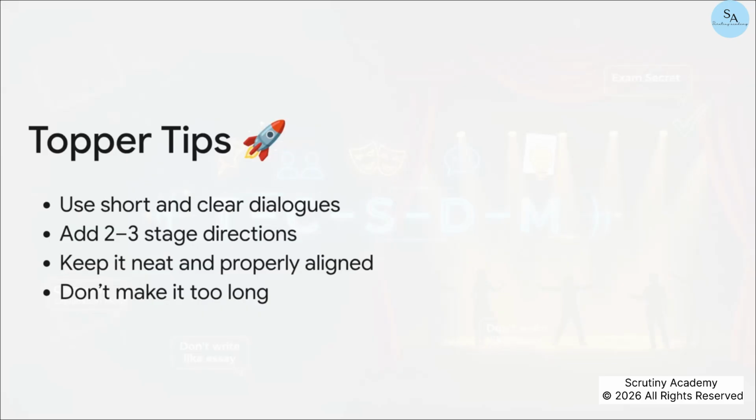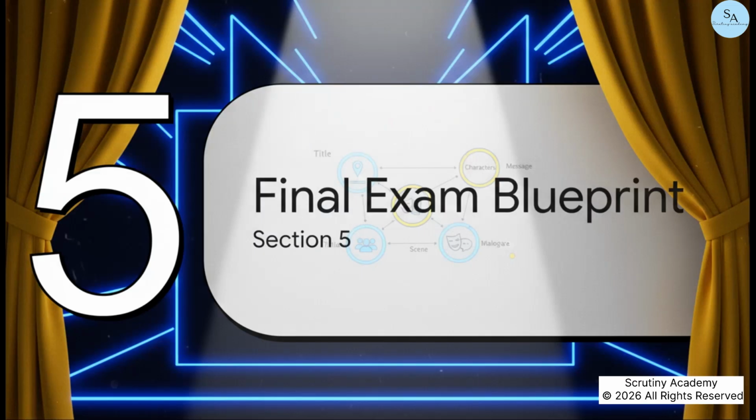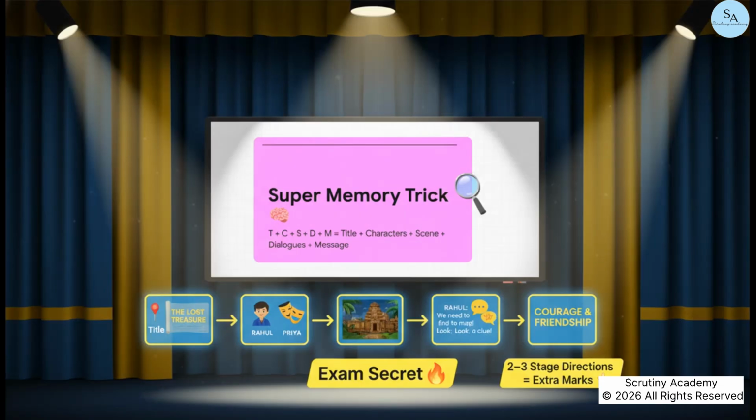Now that you know what to avoid, let's talk about how to really excel. These are the tougher tips that'll push your score even higher. First, keep your dialogue short and to the point. Second, always include at least 2 or 3 stage directions. Third, keep your presentation neat and properly aligned. And finally, remember quality over quantity. A short, well-structured script is way better than a long, messy one. We've made it to the final section. Let's combine everything we've just learned into one simple, powerful blueprint that you can take with you straight into the exam hall.